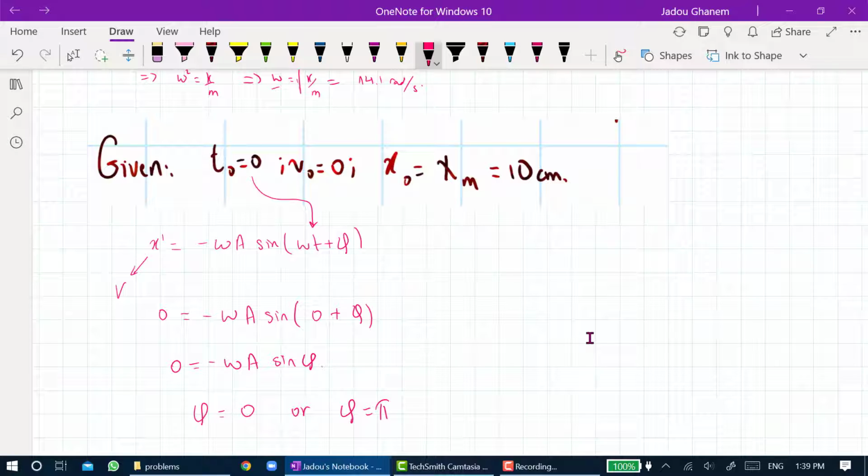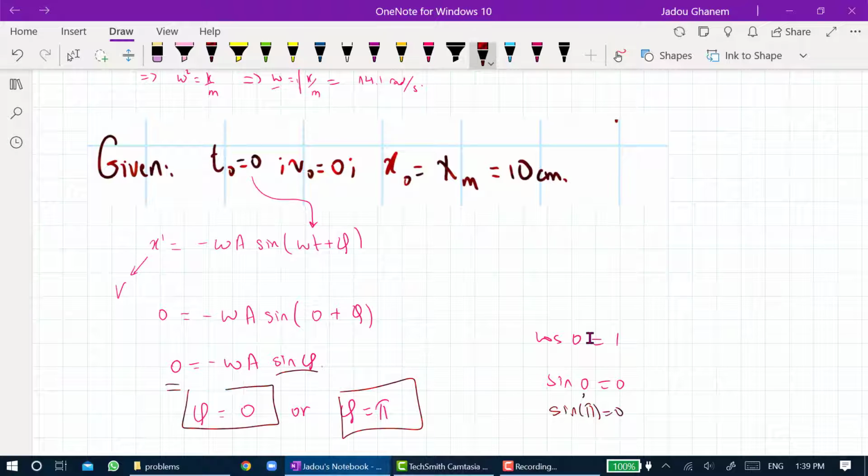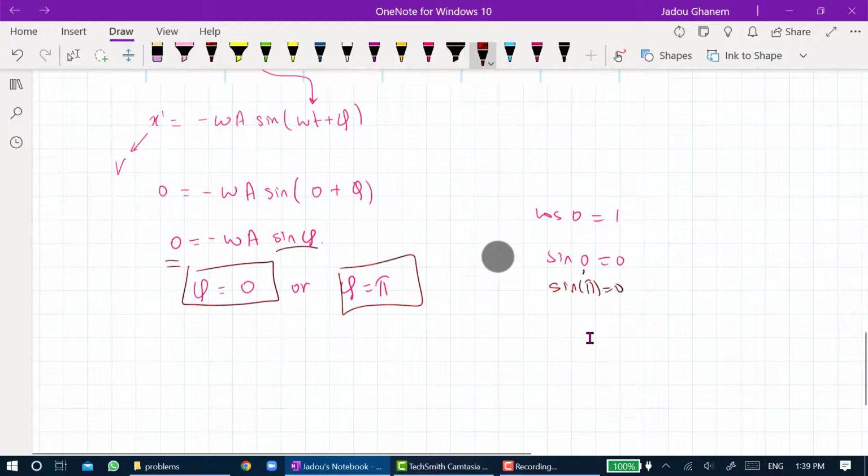Why is that? Just note that cosine 0 is 1 and sine 0 is 0. So in order for the left side to be 0, sine phi must be equal to 0, or sine pi is also 0. So the answer of phi must be either pi or 0. We'll choose one of them after a while.